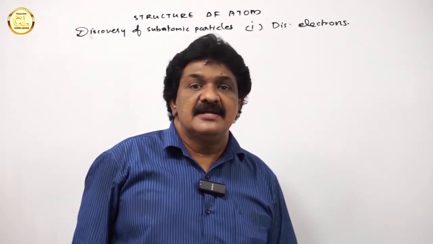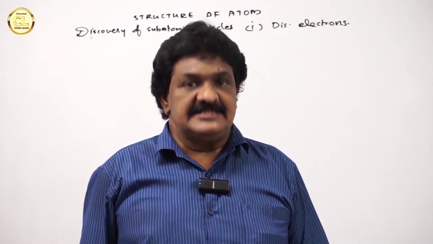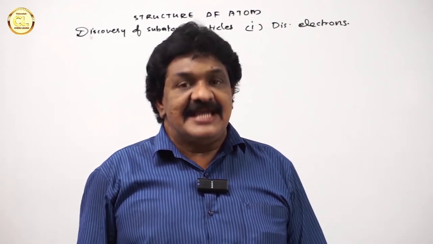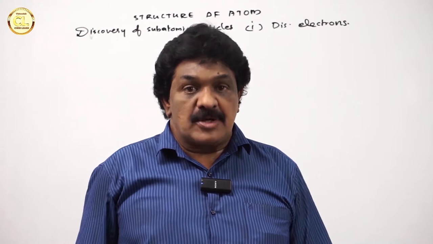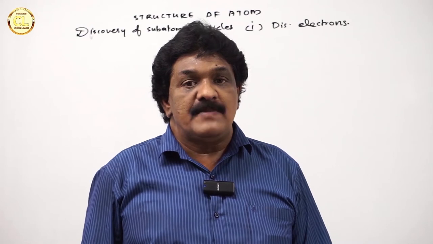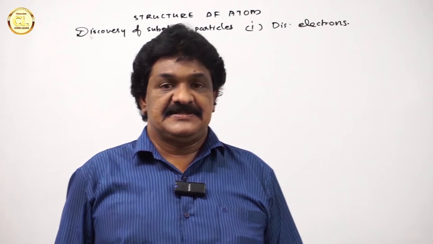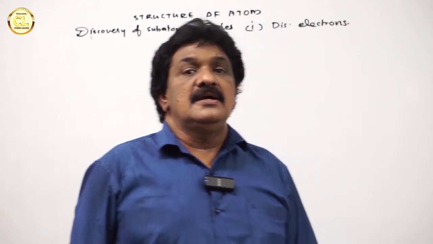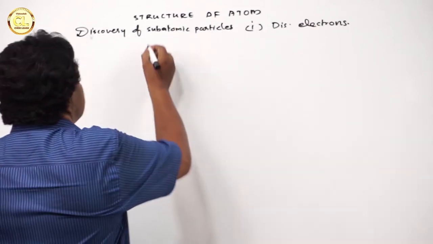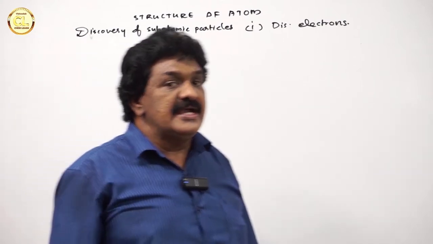Michael Faraday and some other scientists studied the electric discharge of gases. After this, J.J. Thomson concluded all these experiments and conducted the cathode ray tube experiment, CRT, that led to the discovery of electrons.